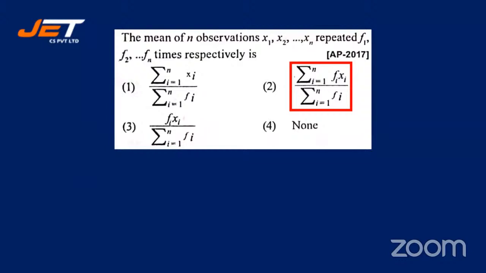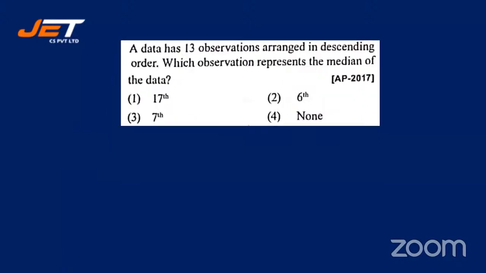All right. So let me do this for you. It is sigma i is equal to 1 to n of fi xi by sigma i is equal to 1 to n of fi. All right. So if you do not know this, please note down this formula. The mean of n observations repeated f1, f2, and so on till fn times. Yes. See the next question.